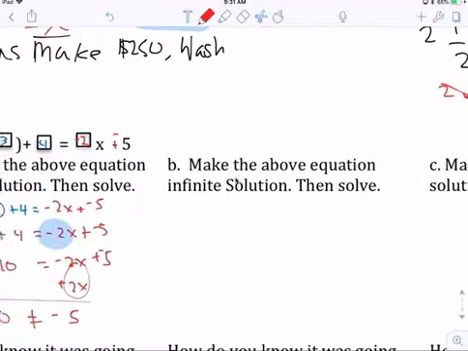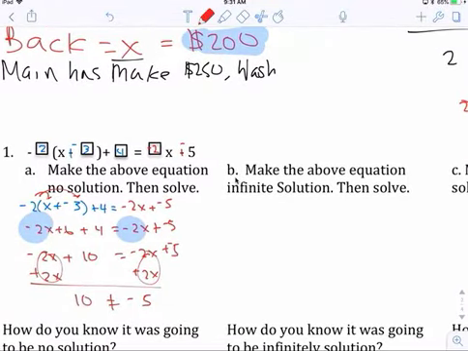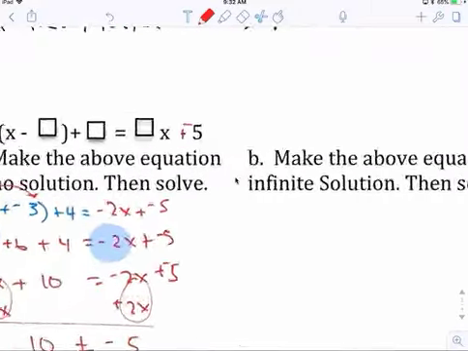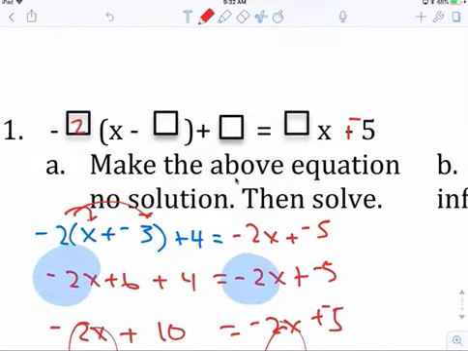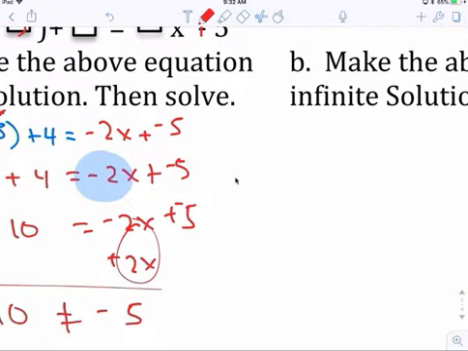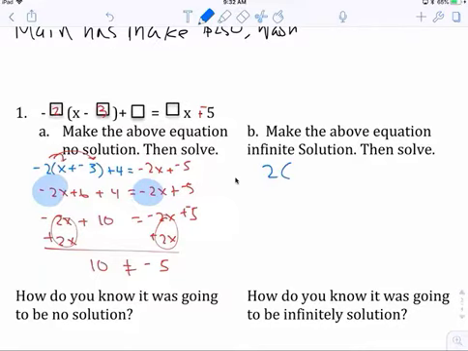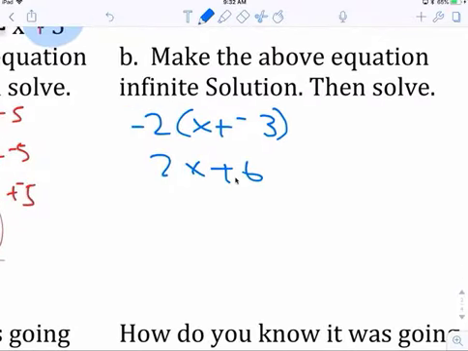Make it infinite. Okay. I need this to be -5. So let's do -2, -3 again. Okay, so I get 2x plus 6, distribute. Okay, how do I get negative 5? How to get negative 5 from this is add negative 11, right?